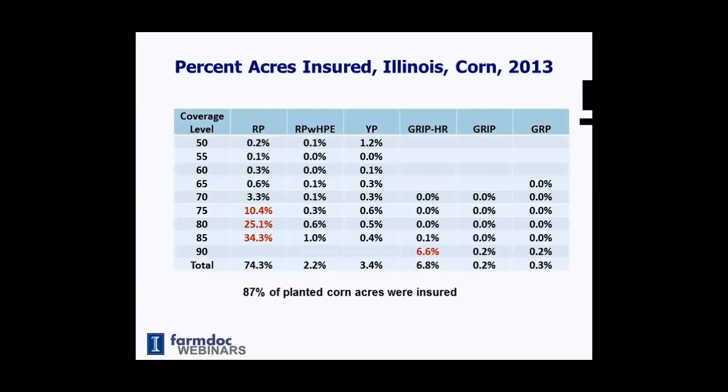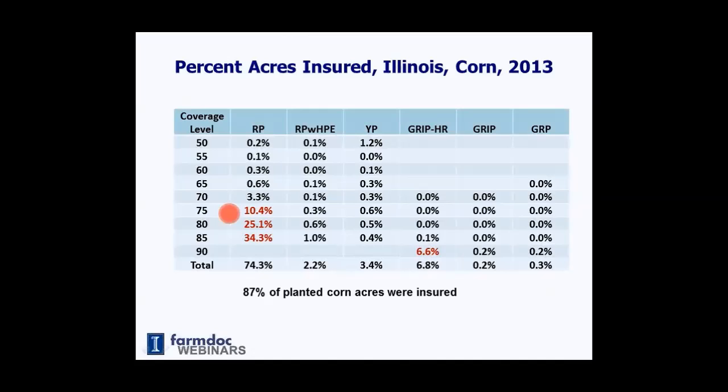Two things to keep in mind as you're looking at this list, or there's 4 numbers in the red. If you go to the RP policy and you look at RP, 75, 80, and 85% coverage levels, you'll see that those 3 coverage levels have 3 of the highest percentages: 34% at 85%, 25% at 80%, and 10% at 70%.